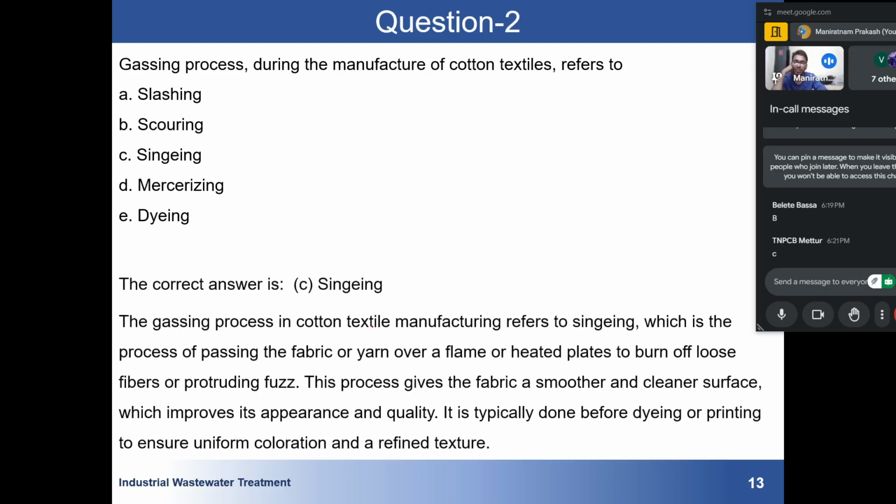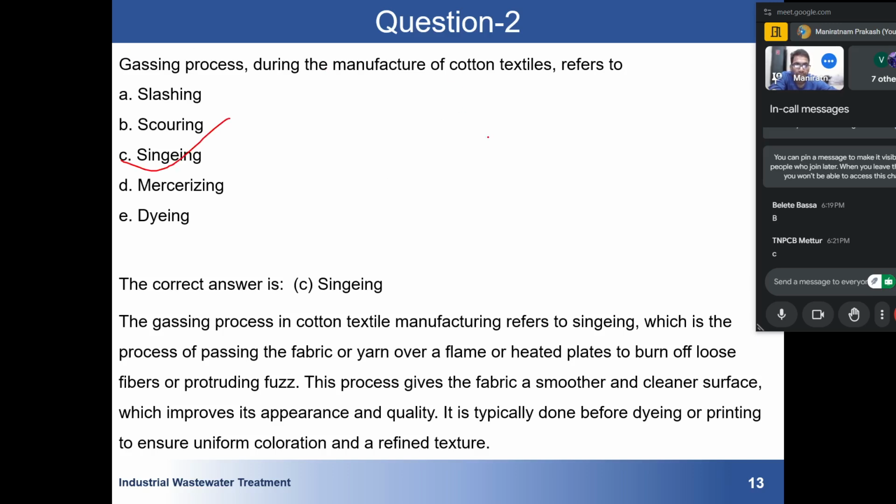The gassing process in cotton textile manufacturing refers to singeing, which is a process of passing the fabric or yarn over a flame or heated plates to burn off the loose fibers or fuzz. This process gives the fabric a smoother and cleaner surface, which improves its appearance and quality. It is typically done before dyeing or printing to ensure uniform coloration and refined texture. So yes, the correct answer was C.